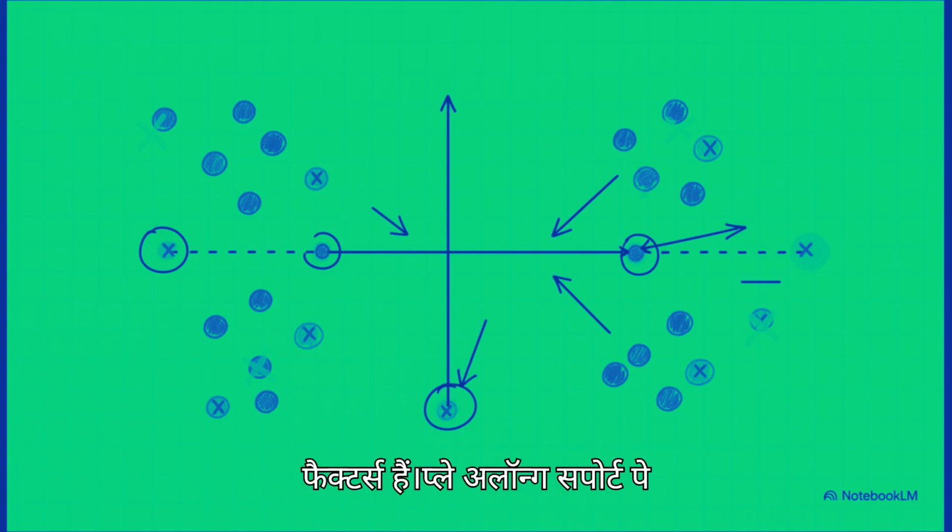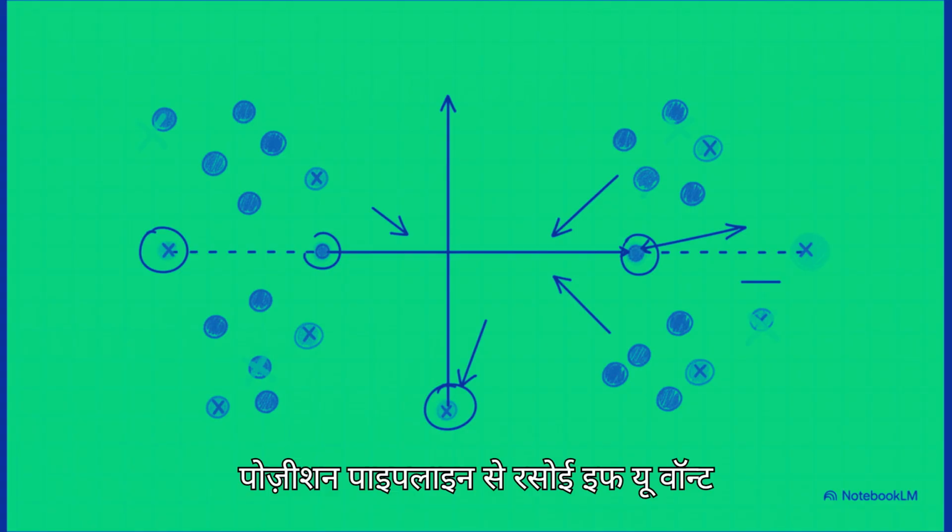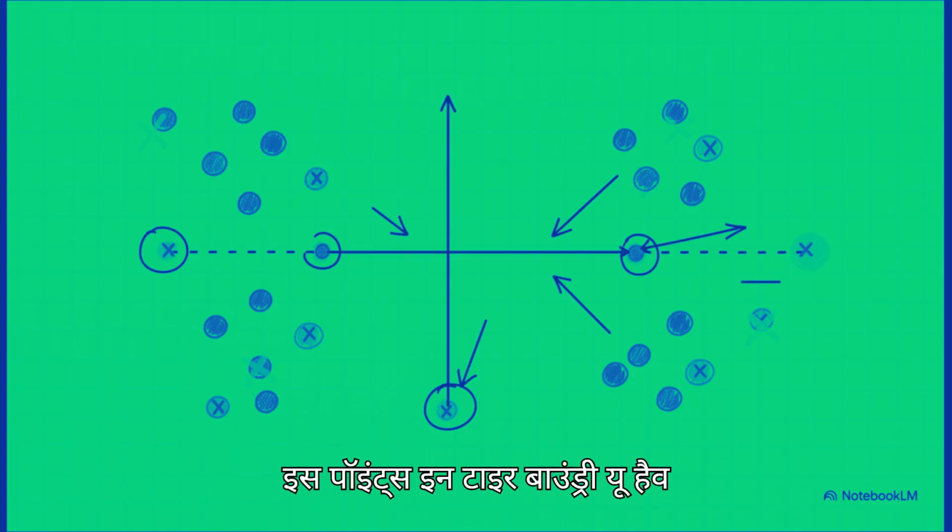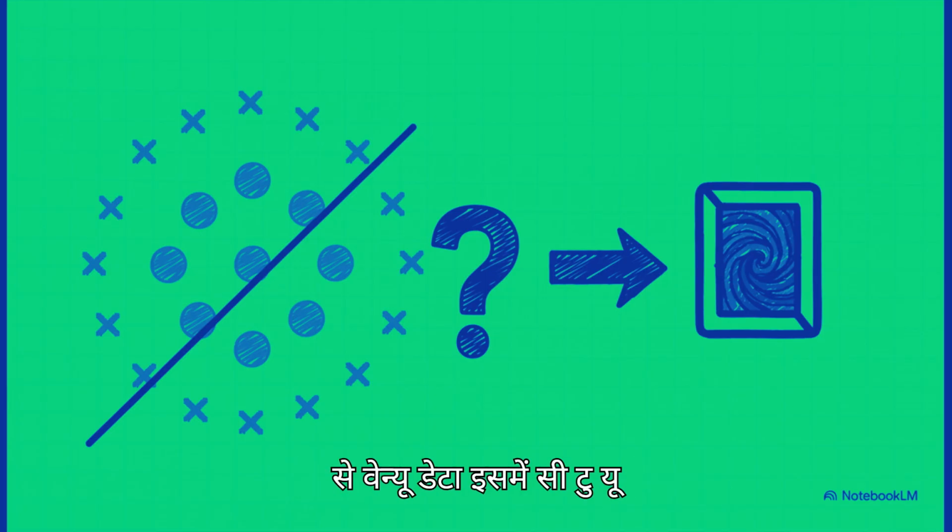Because they alone support the position of the hyperplane. Seriously, if you moved one of these points, the entire boundary line would have to move with it. But if you moved any other point, the line wouldn't budge an inch. Okay, but what happens when your data is messy?